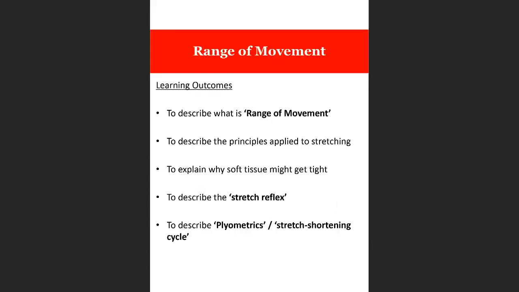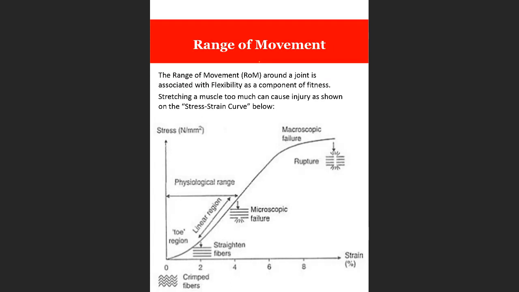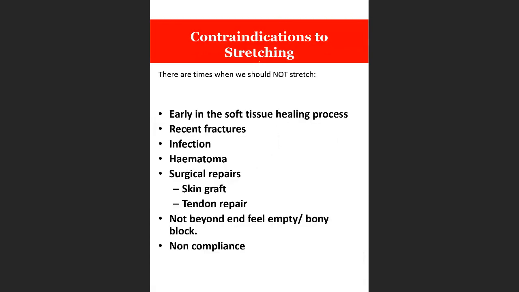So now we've got range of movement and mobility. We've covered things like range of movement before. We know that we've got this natural physiological range. So this is the range that we don't want to stretch beyond. We could go all the way up to here before we rupture, but we don't really want to go any further than this. And this is the stress and strain curve that we think about when we're stretching tissue.